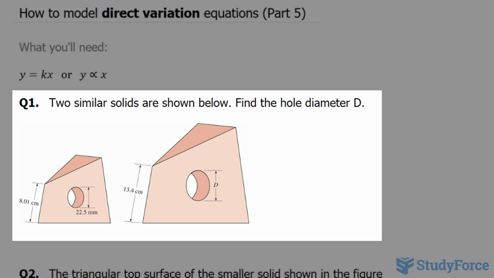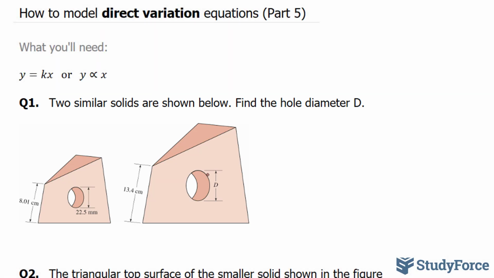Find the hole diameter. So we need to find the diameter of this hole, and the way we can do that is compare similar sides. So I can compare 8.01 to 13.4. So 8.01 to 13.4. Similarly, I can compare 22.5 to this diameter, d.